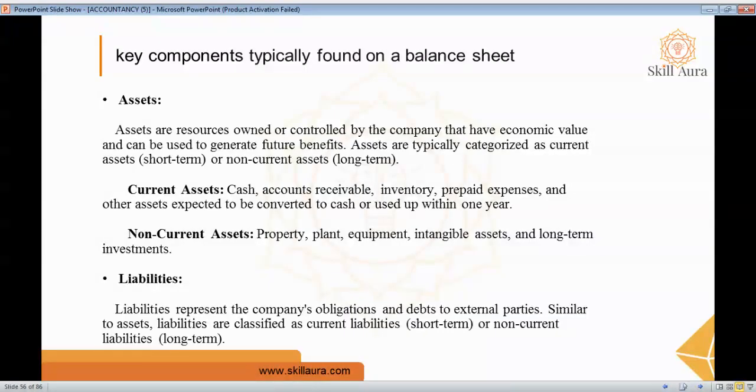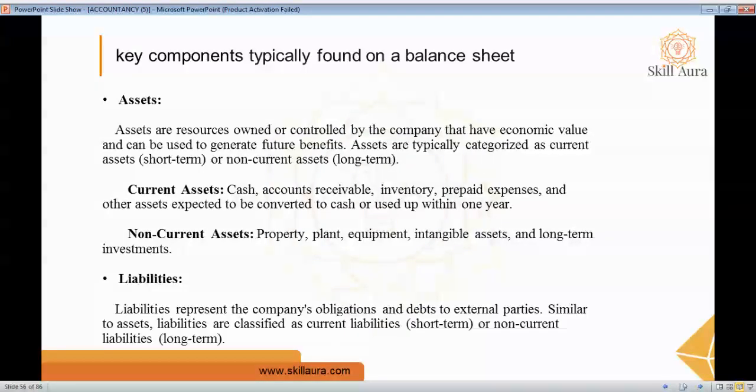In the current assets, you can have cash, account receivable, inventory, prepaid expenses, and other assets expected to be converted to cash or used up within 1 year. When it comes to non-current assets, they include property, plant, equipment, intangible assets, and long-term investments.